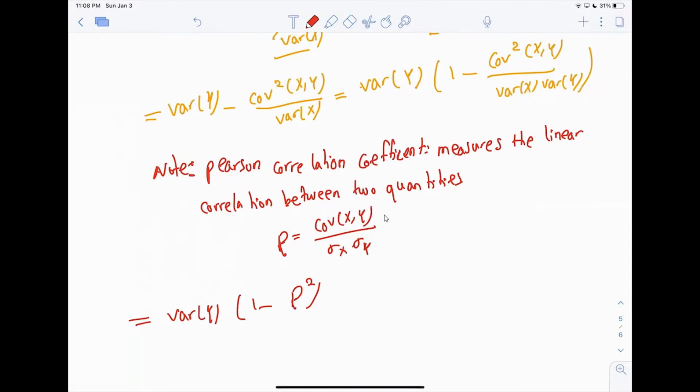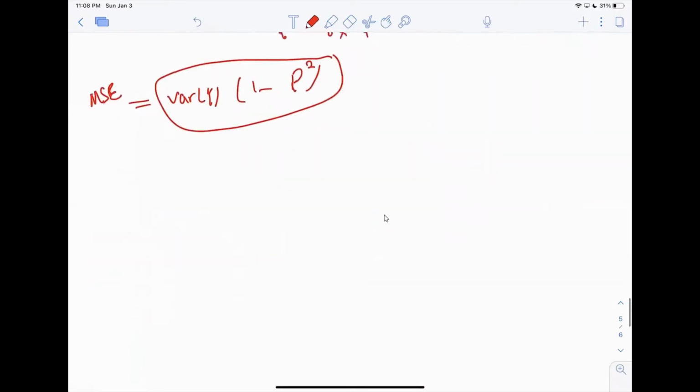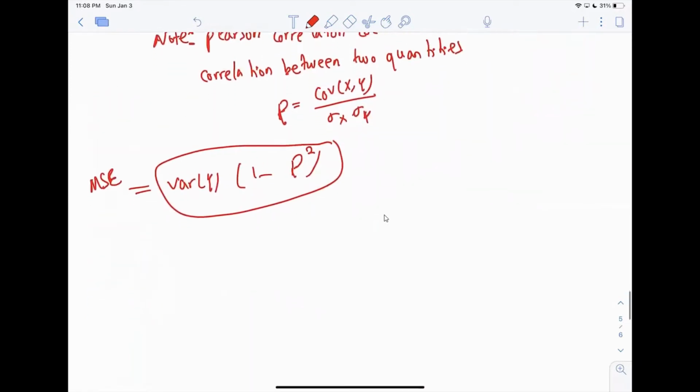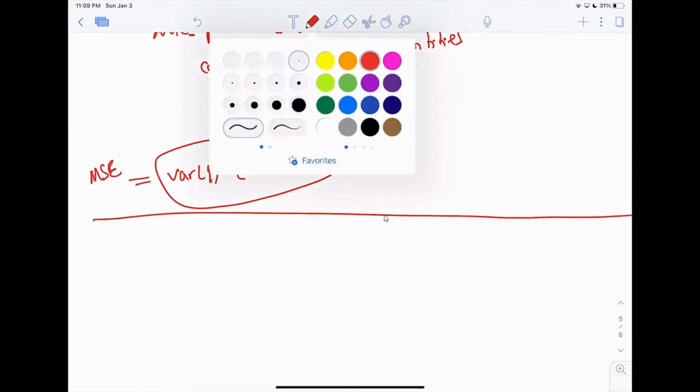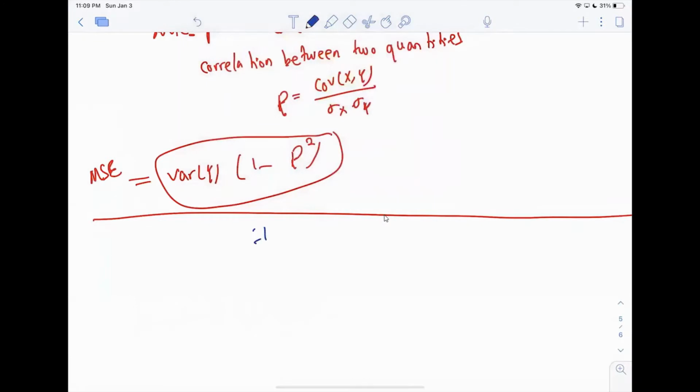Okay, so this was MSE. So this is the optimal MSE. Let's discuss this equation a little bit. Let's have a line break here. Let's discuss. Let's have some intuition here.